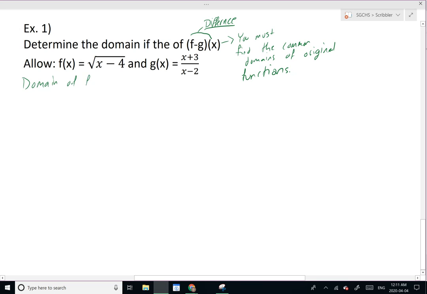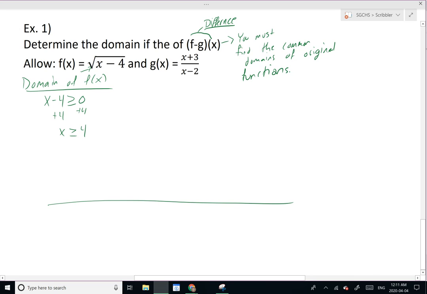of f of x. So if I want to find the domain of f of x, I'm going to notice that this is a radical function because there's a square root symbol. And remember, you can't square root a negative value. So that means x minus 4 must be greater than or equal to 0. So I'm going to solve for x in here. I'm going to add 4 to both sides. And I will get x is greater than or equal to positive 4.